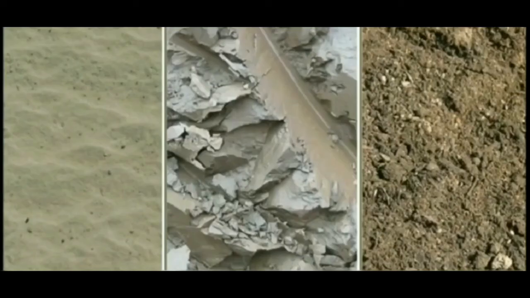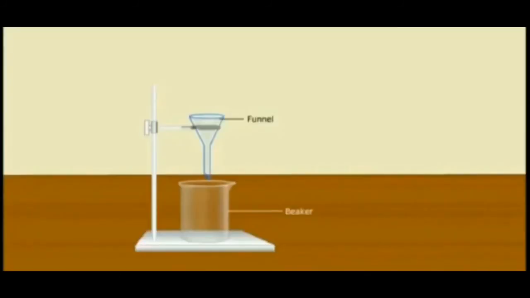Now, I will tell you all about absorption of water by different types of soil. Different types of soil absorb water to different extents. We can show this by an activity. Take a funnel and a filter paper and then fold it as shown here. Now, fit the filter paper in the funnel and pour powdered soil in the funnel.